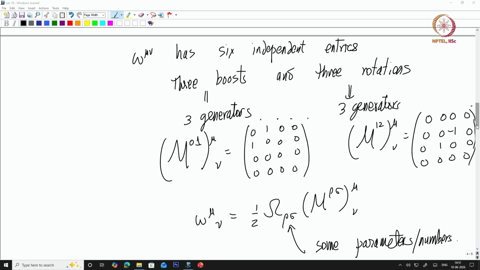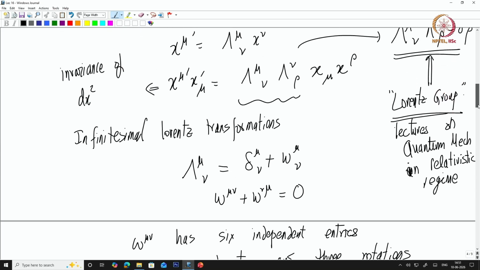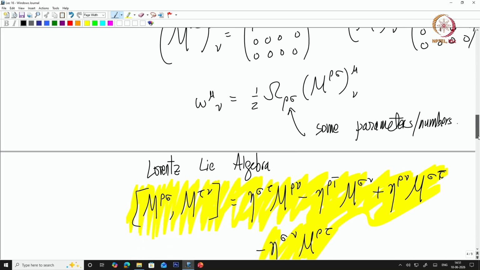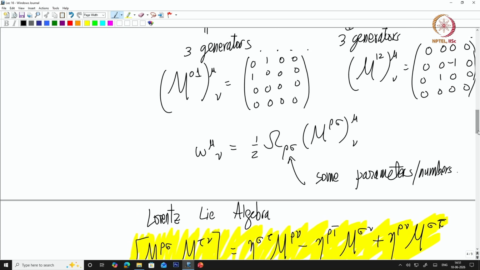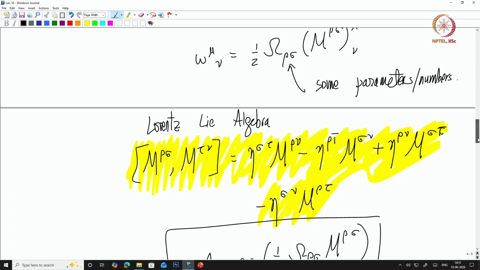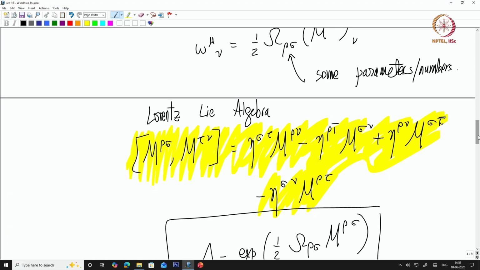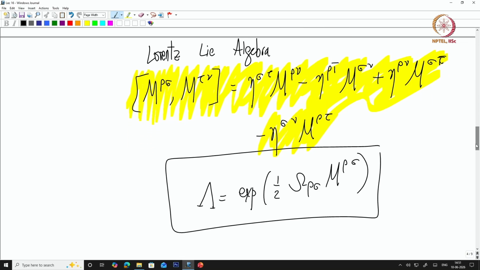This is given in a generic form because you can start with infinitesimal rotations, and then it gives you this nice little formula for the rotation group. Essentially these 6 generators satisfy this very important algebra, which is called the Lorentz-Lie algebra. Okay, and every Lorentz transformation can be expressed in this particular fashion.